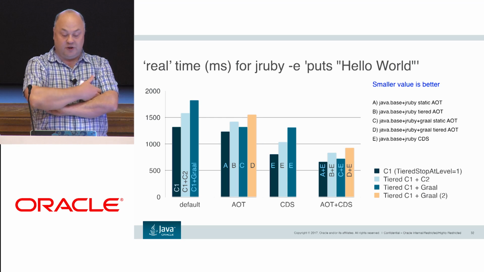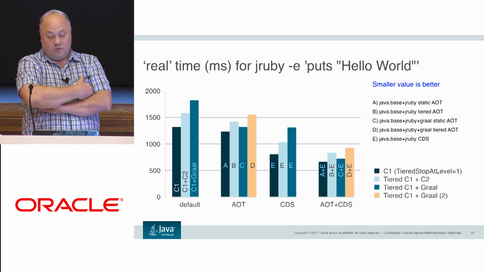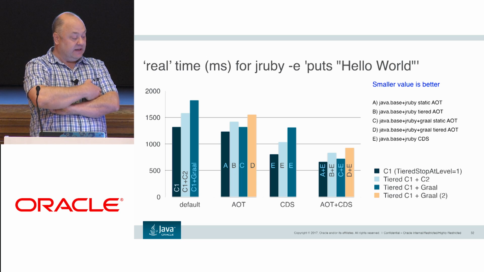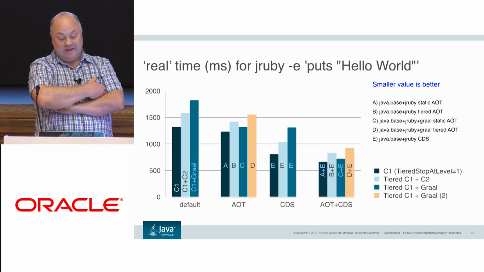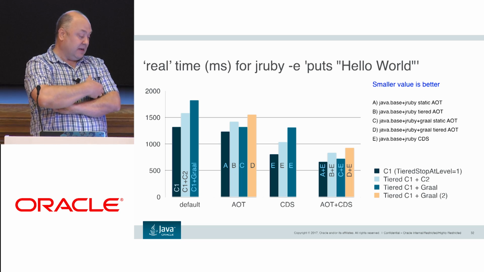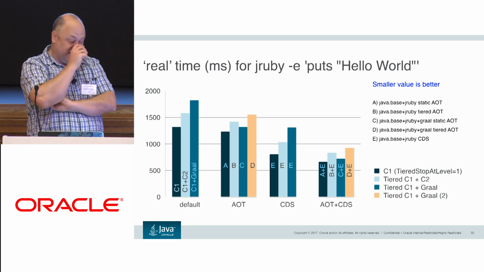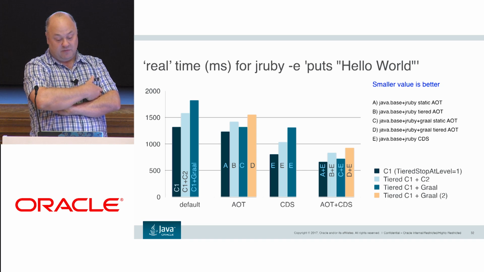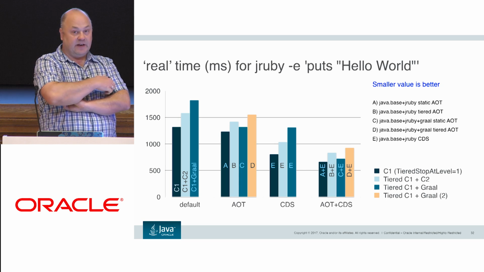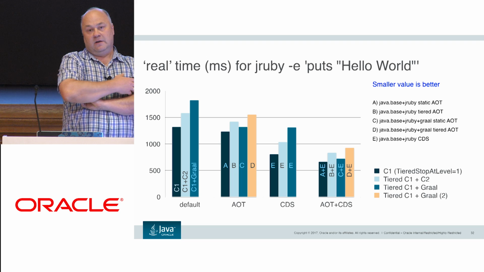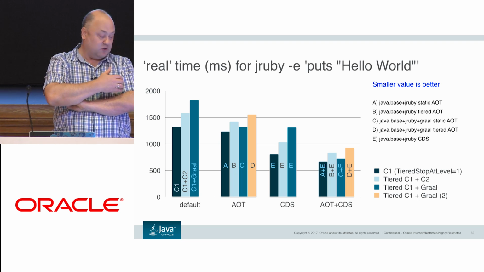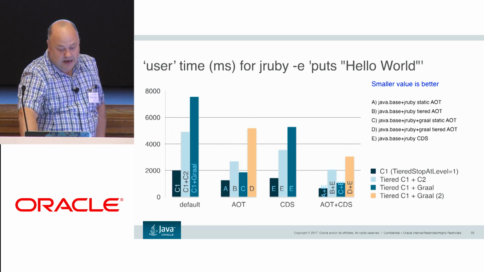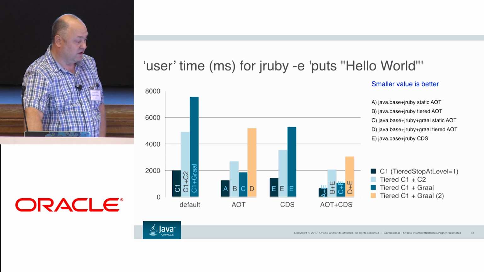And next are the Ruby runs. It's also a small hello world script, which is also around 2 seconds. This one shows that CDS, AppCDS, helps a lot. It's up to 30% better for the default case C1 plus C2, and for the C1 case, it's up to 40% improvement. In all these CDS cases, the archive contains java.base and JRuby classes together. And again, the same story with user time.